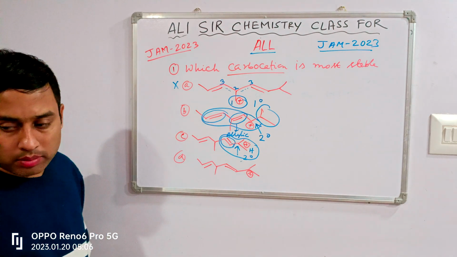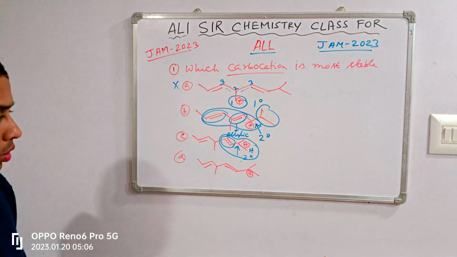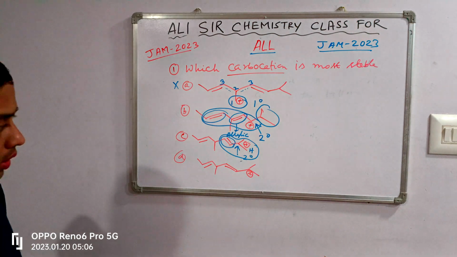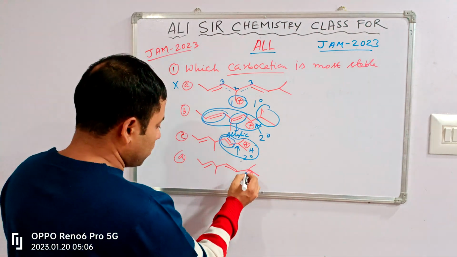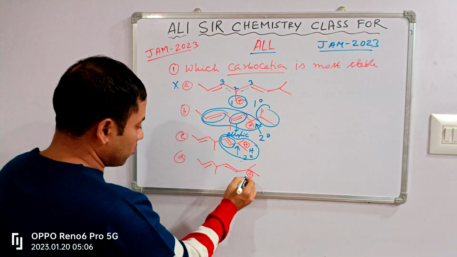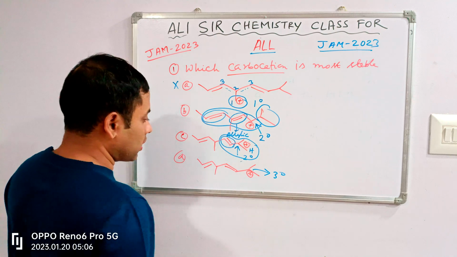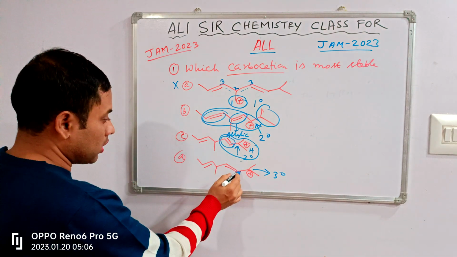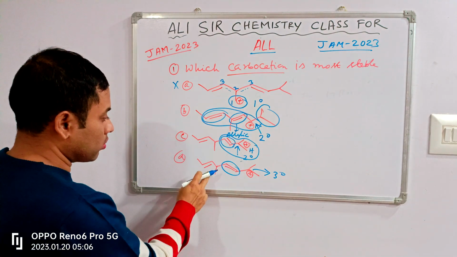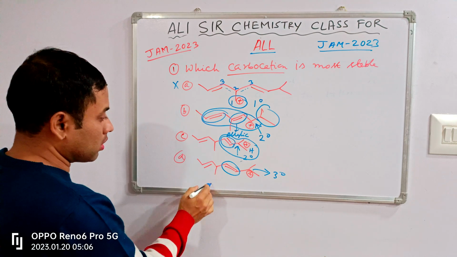Now move to C. And then move to D. This carbon is a 3 degree carbocation as well as allylic, but there is no extended conjugation.